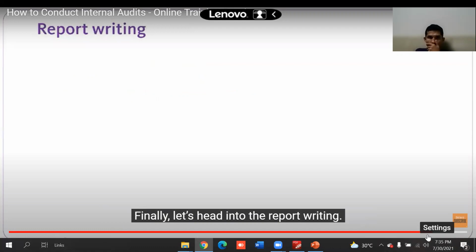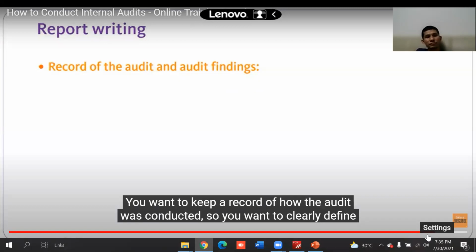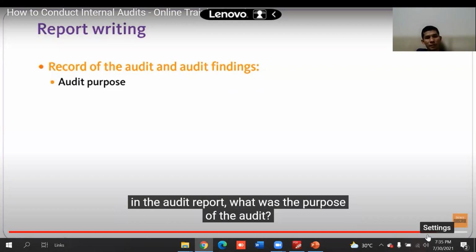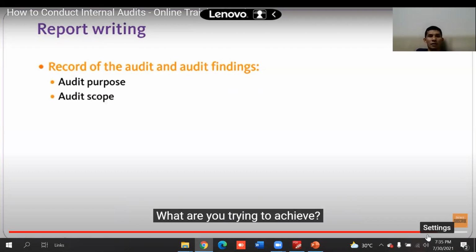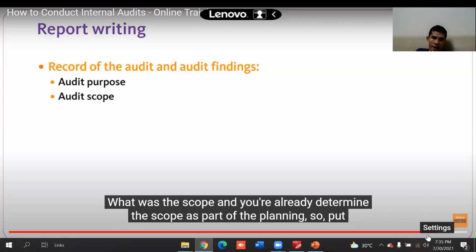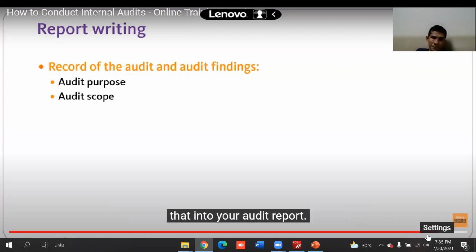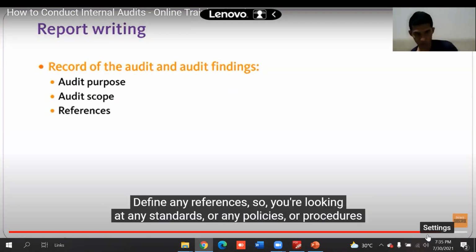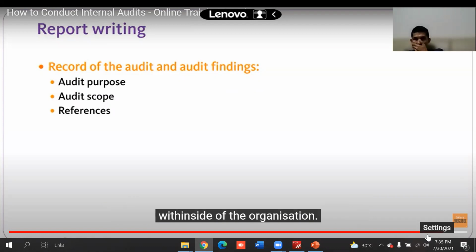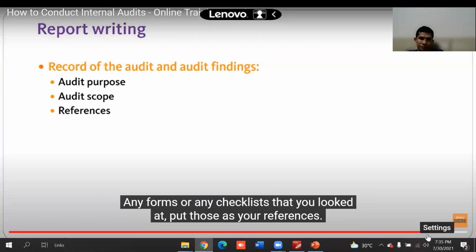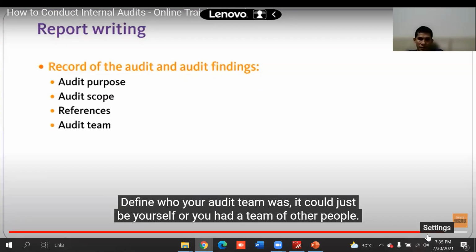Finally, let's head into the report writing. You want to keep a record of how the audit was conducted. So you want to clearly define in the audit report what was the purpose of the audit, what were you trying to achieve, what was the scope, and you'd already determined the scope as part of the planning. So put that into your audit report. Define any references. You're looking at any standards or any policies or procedures inside of the organisation, any forms or any checklists that you looked at, put those as your references. Define who your audit team was. It could just be yourself, or you had a team of other people.